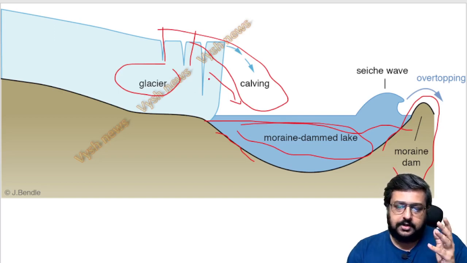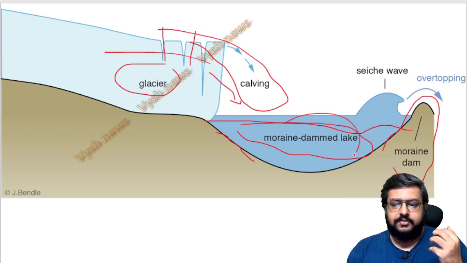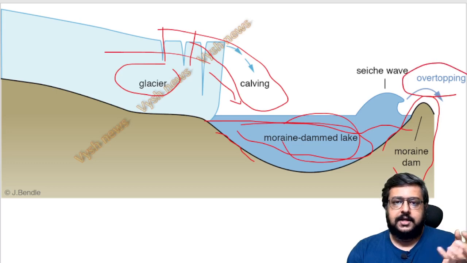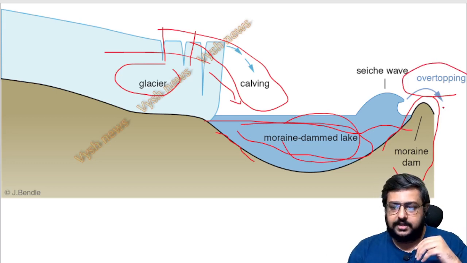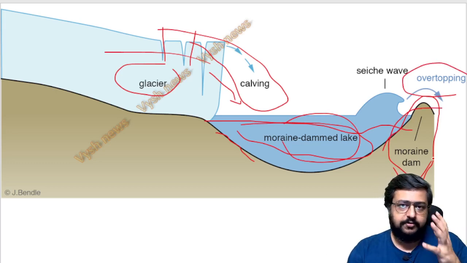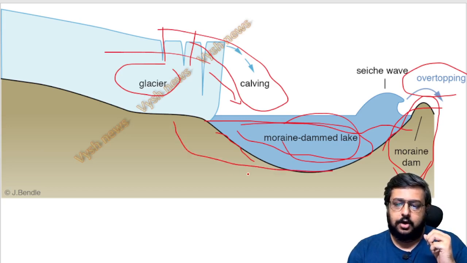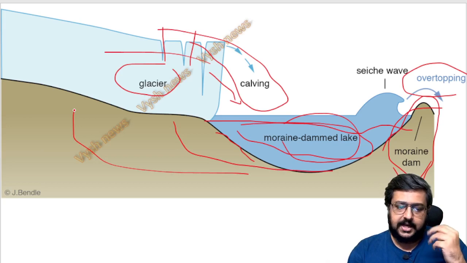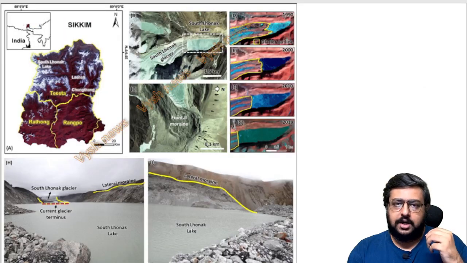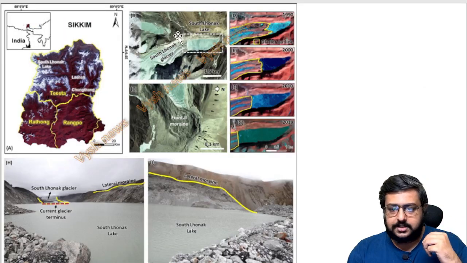But when glacial melting increases beyond a limit, the water level will obviously increase, and one day it will overtop like this and go to the other side, meaning the moraine dam may not be able to withstand the water capacity, and the lake will keep expanding. It will become this size, then this size, bigger and bigger. This exactly happened with the Lhonak Lake, or the South Lhonak Lake. There are two lakes, the southern and the northern Lhonak Lake.